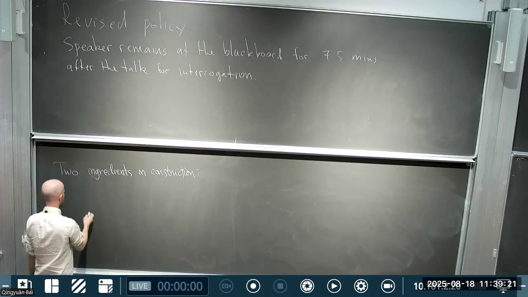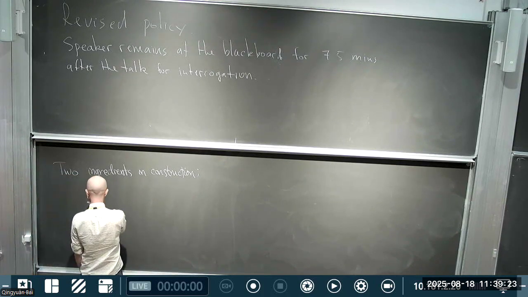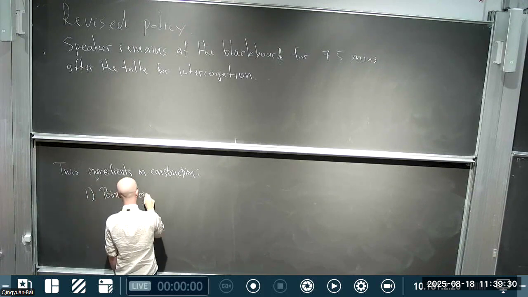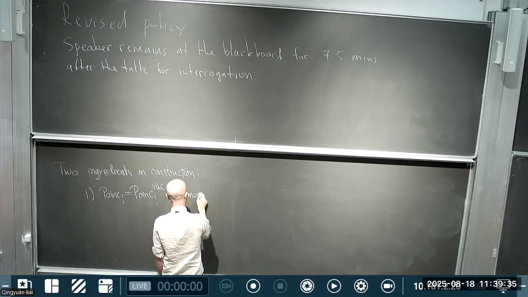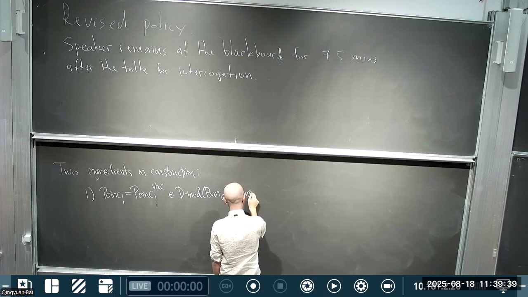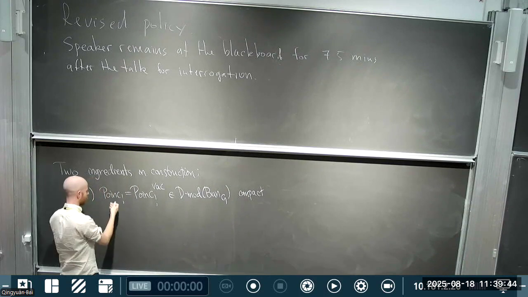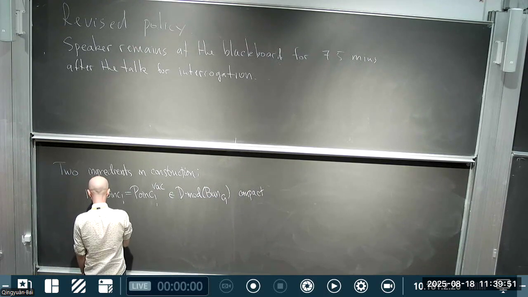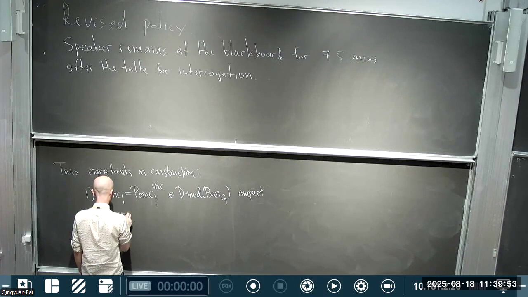So the first ingredient is the existence of a certain compact object. I think it's called some D module by G. It's compact, which I'll say what that means when we talk about it. And this is called the Poincare sheaf, or the vacuum Poincare sheaf. And the second ingredient is the spectral action.